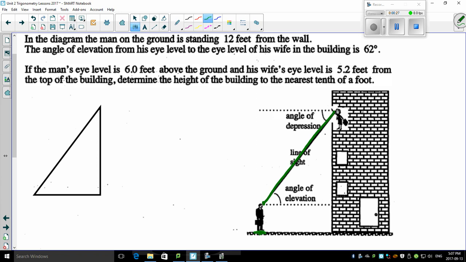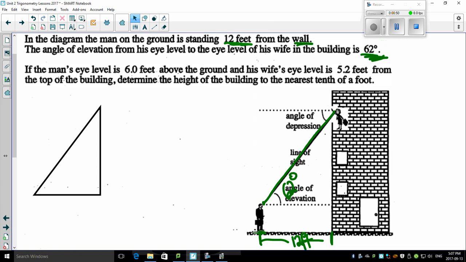So if you read this, a man is standing 12 feet from the wall. So he's from here to here is 12 feet away. Okay, that's how far he is. And we'll put down feet here. 12 feet away. Now, he's also looking up at his wife at an angle of elevation of 62 degrees. There's the 62 degrees there.